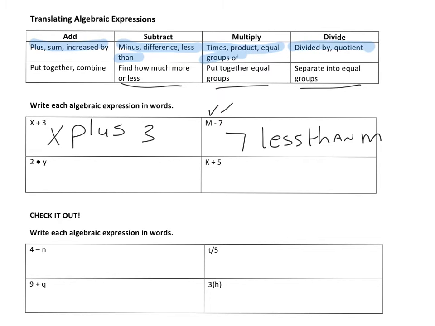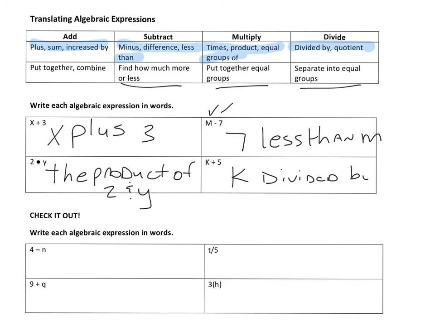2 times y. Well, we can say the product of 2 and y. Or we can just say 2 times y. K divided by 5, we could say the quotient of k and 5, or we can simply say k divided by 5. So now, you've got 4 down below. Here's a subtraction, this means division, addition, and multiplication. So you try it.